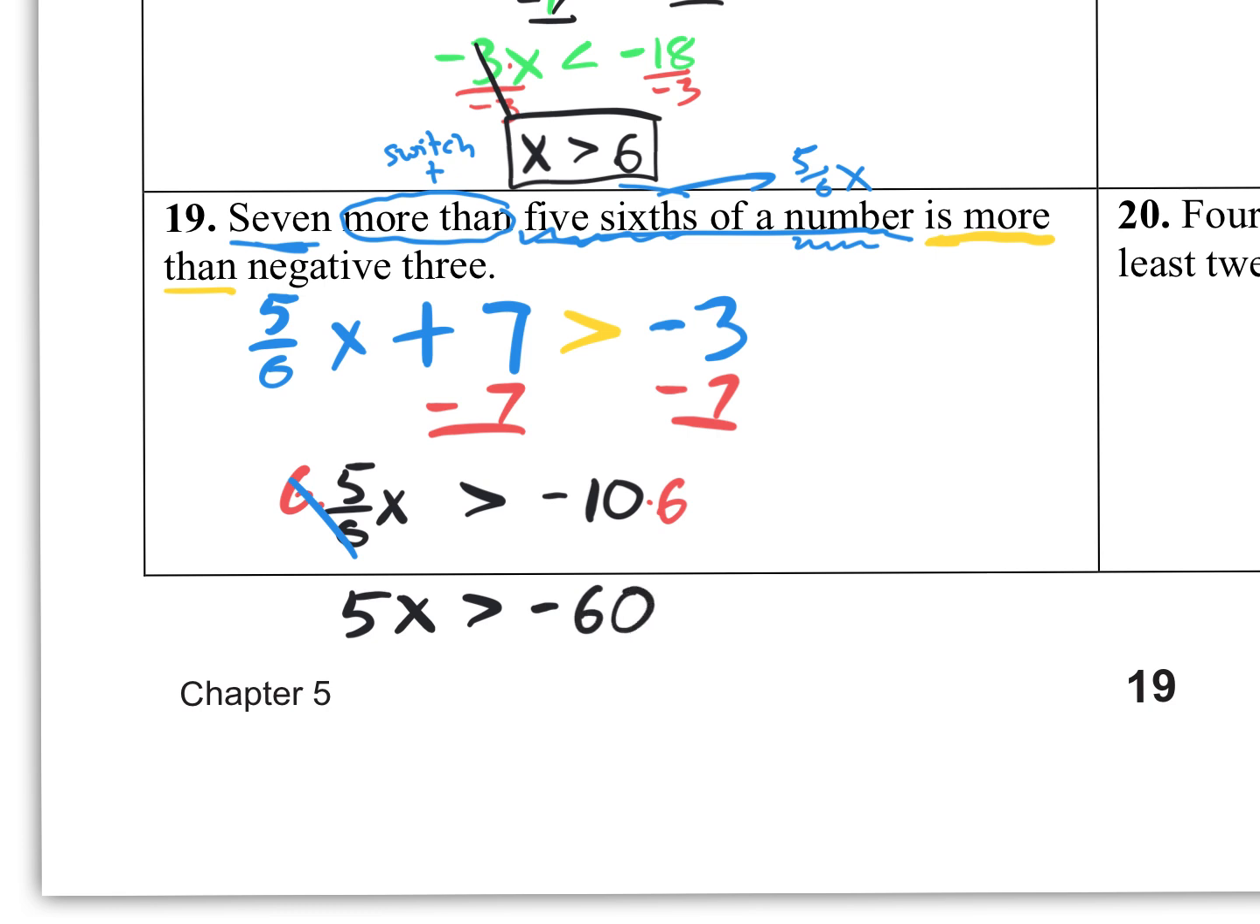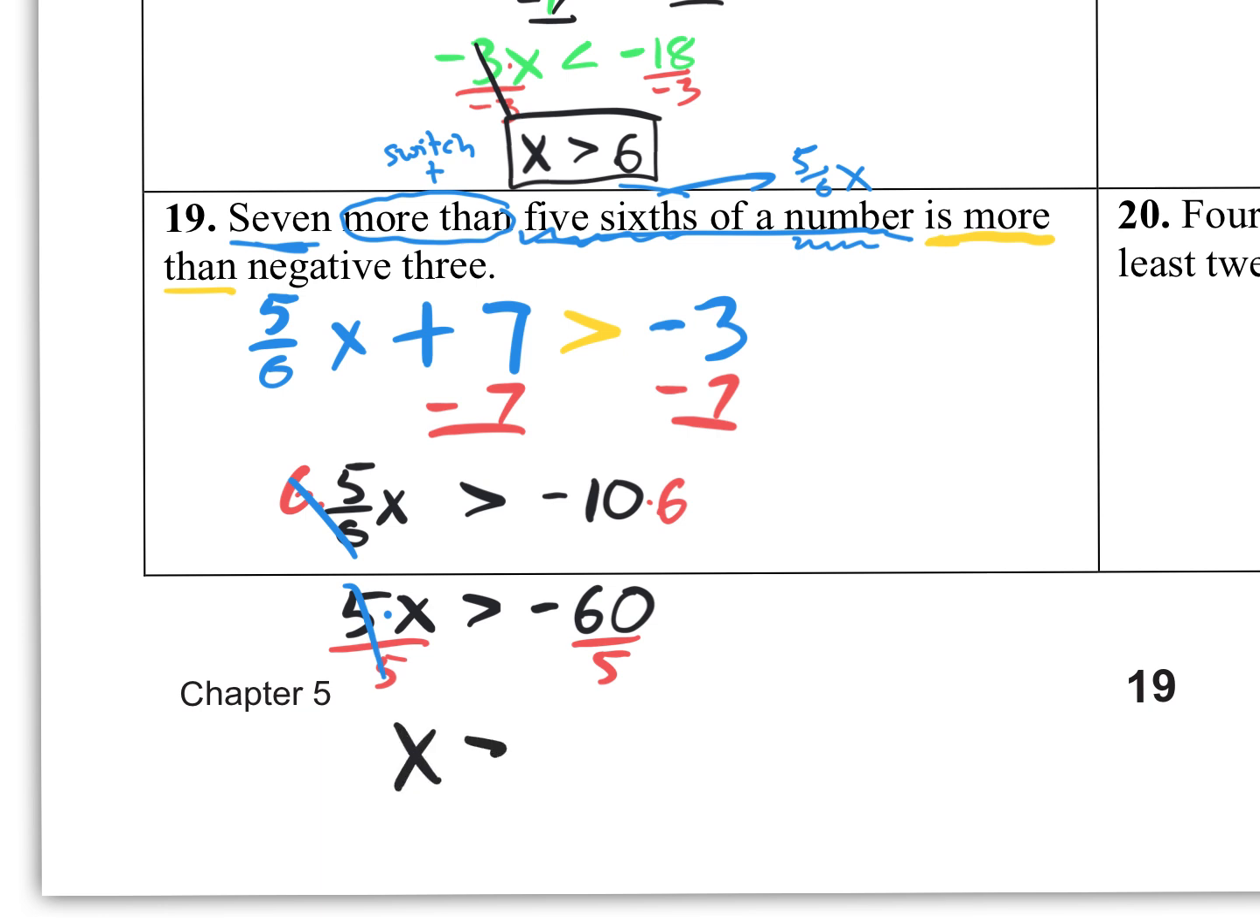And what is 5x really? That's really saying 5 times x. So the way to get rid of the multiplication of 5 in front of x is to do the opposite of multiplying, which is dividing. I'm going to divide by 5 and divide by 5. That will cancel out. You will now have x.